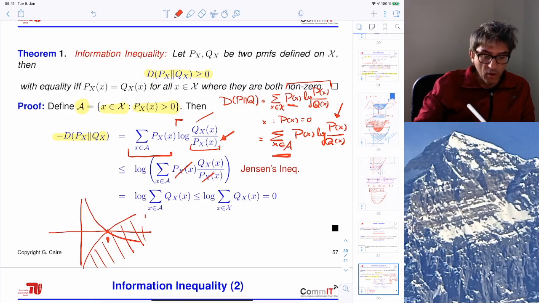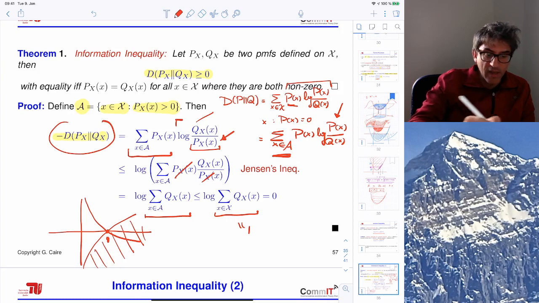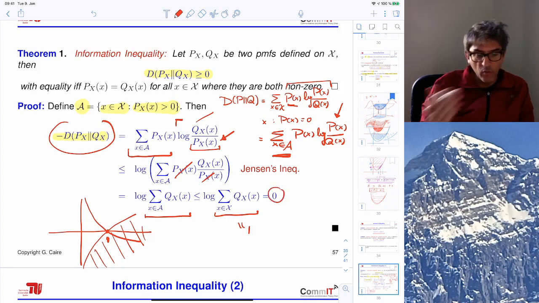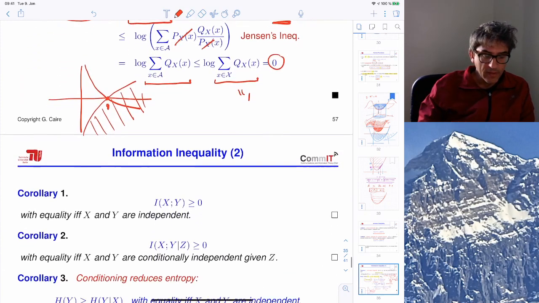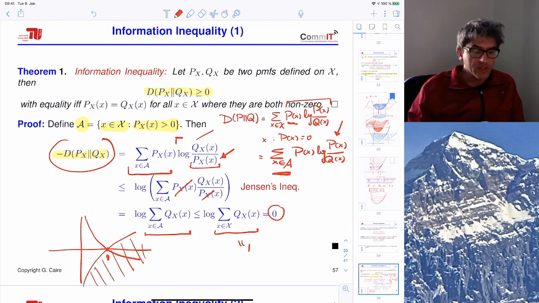So this is logarithm of the sum over set A of q. But q is a probability mass function. When we sum over all the alphabet, we get 1. And it's clearly an upper bound because logarithm is an increasing function. If we add more terms in the sum, more non-negative terms, we get an upper bound. But this is equal to 1, so log of 1 is 0. So we have proved that minus divergence is less or equal than 0, or if you want, divergence is greater or equal than 0. Okay? And yeah, so this is the result.